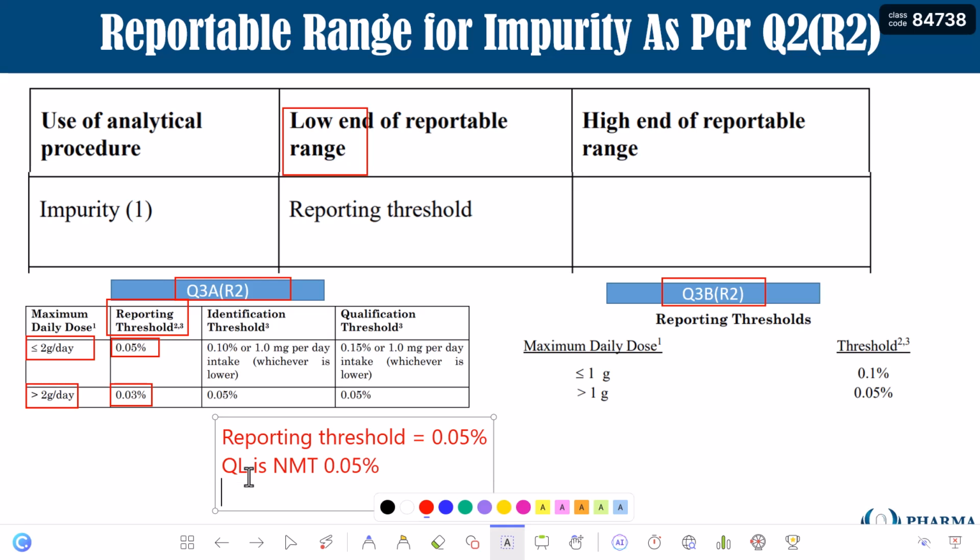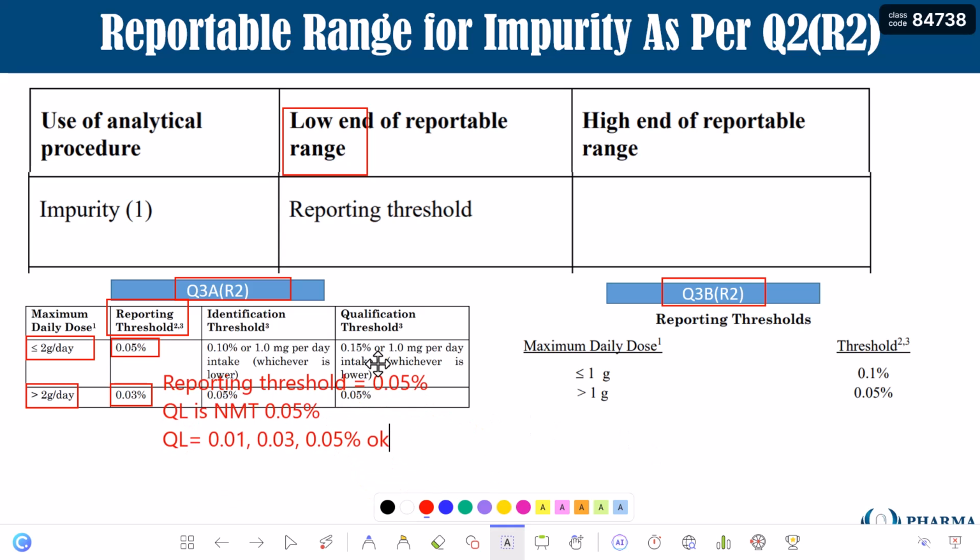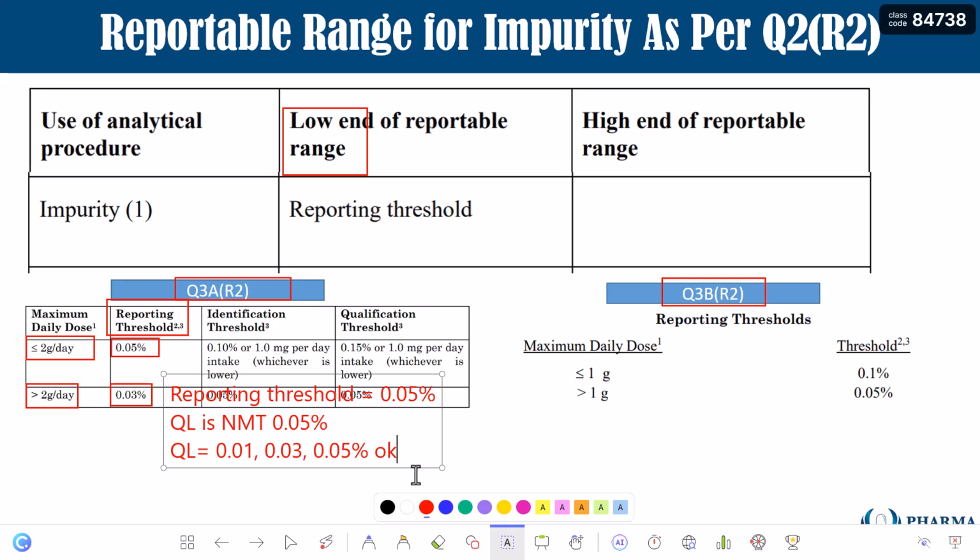It means if I have a quantitation limit equal to 0.01% or 0.03% or up to 0.05%, it is okay. It is acceptable. But in case the quantitation limit is, let us say, 0.1%, it won't be acceptable.